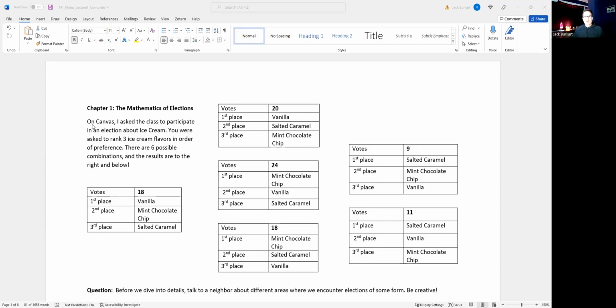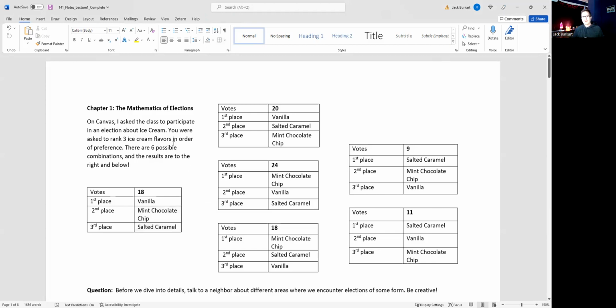So what I did to start this discussion is I asked my class, so we have about 100 people in class, and I asked them, amongst other things, to rank the 3 ice cream flavors listed here in order of preference. So I asked them to rank which ones they prefer, in a linear order, first place, second place, third place, between the ice cream vanilla right here, between the ice cream mint chocolate chip, and then between the ice cream salted caramel.